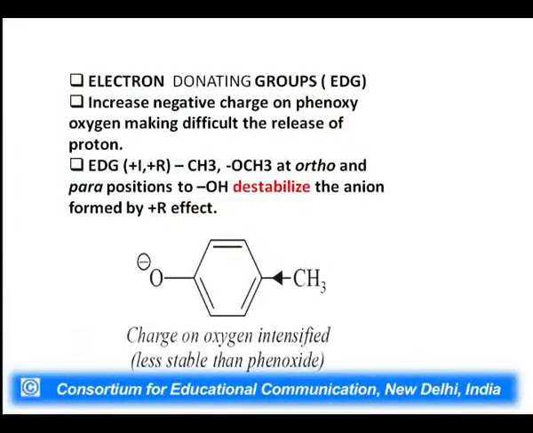So, in general, what we see is that if groups are exerting minus I and minus R effect, or the magnitude of the minus I effect is stronger, then they increase the acidity of the substituted phenol. Whereas, if an electron donating group is present on the nucleus, then it increases the negative charge on the phenoxy oxygen, making the release of proton more difficult. Secondly, the electron donating groups destabilize the anion because of the plus I effect and plus R effect also, if they are present at ortho and para positions to the phenoxy group.